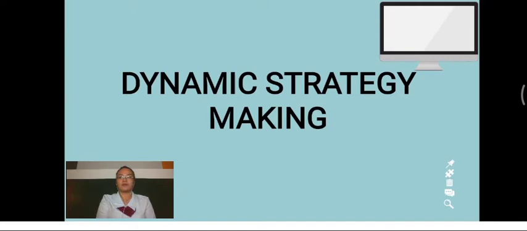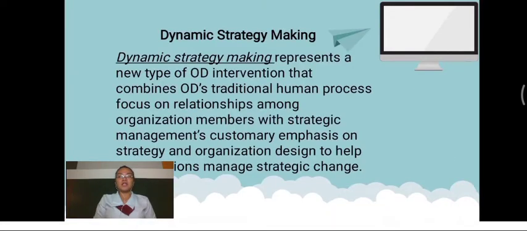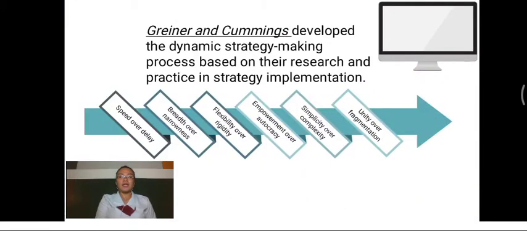First is dynamic strategy making. Basically, this intervention focuses on how we are going to change or adapt strategies in the most flexible way. Dynamic strategy making creates a continuous strategic change process intended to improve performance and effectiveness over time. Grainer and Cummins developed the dynamic strategy making process based on their research and practice in strategy implementation. They are the ones who proposed several criteria for an effective strategic change process.